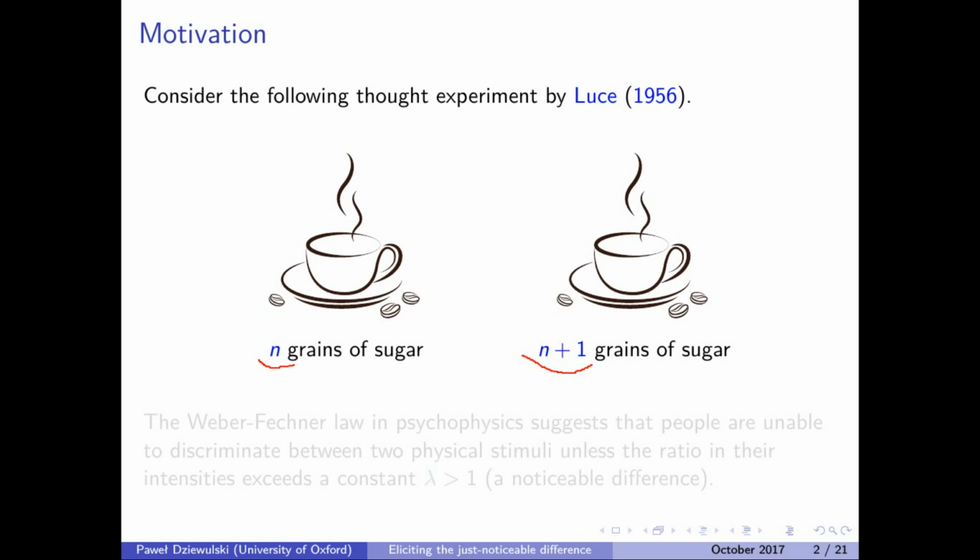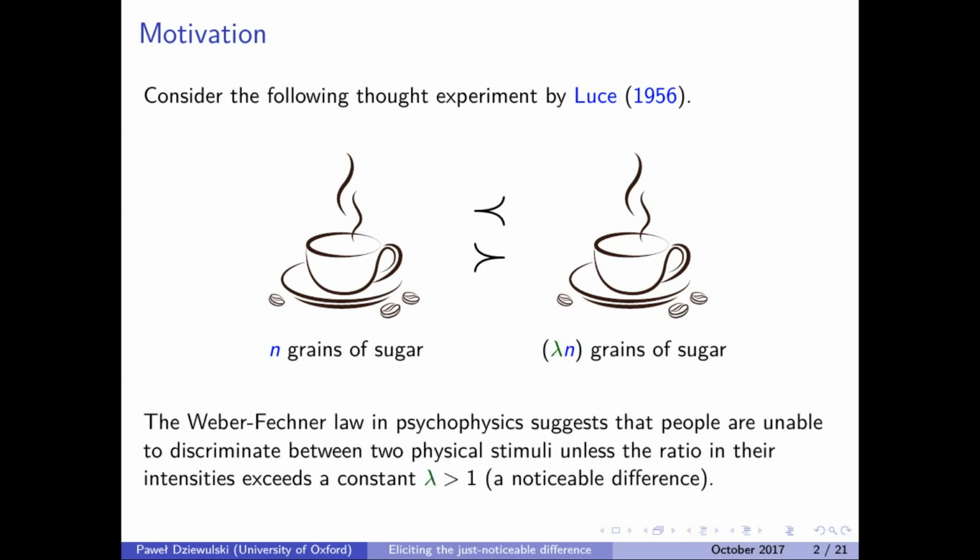It is not controversial to assume that in such a case, the agent would behave as if he or she were indifferent between the 2 options, regardless of the value of n. After all, it is just a single grain of sugar which is barely noticeable. Following the evidence from psychophysics and the so-called Weber-Fechner law, the consumer would be unable to differentiate between the options unless the ratio of the amounts of sugar exceeded a particular value lambda, a noticeable difference.